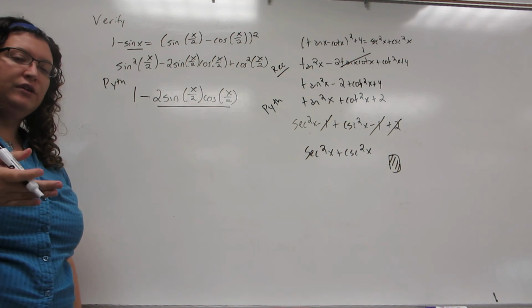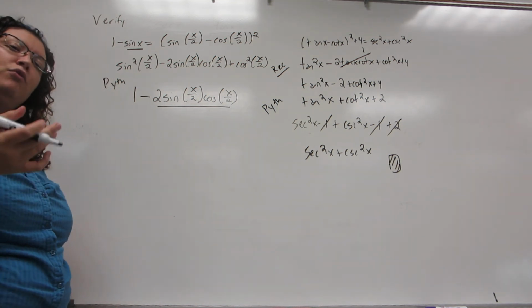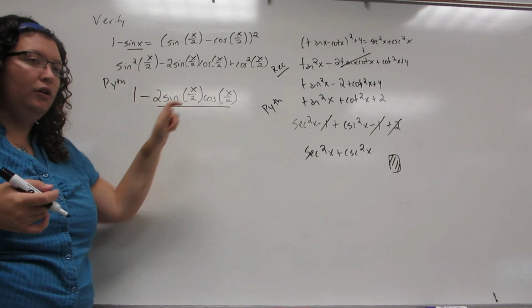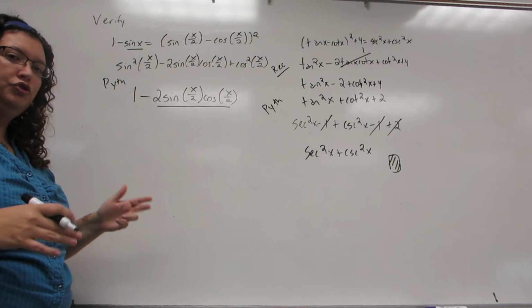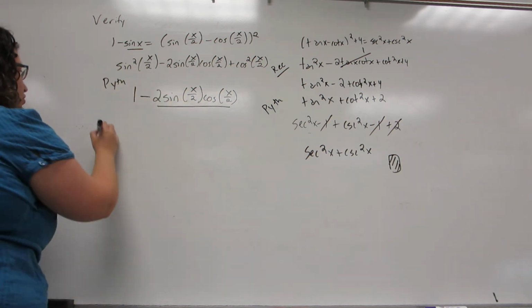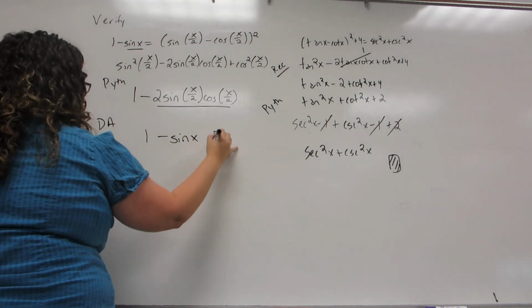And I go looking for something like this and I say it looks an awful lot like the double angle identity with one change. In double angle, it was 2x here and x here. But double angle holds true as long as the angle here is twice the angles there. So by the double angle identity, this is 1 minus sine x, which is what we wanted.